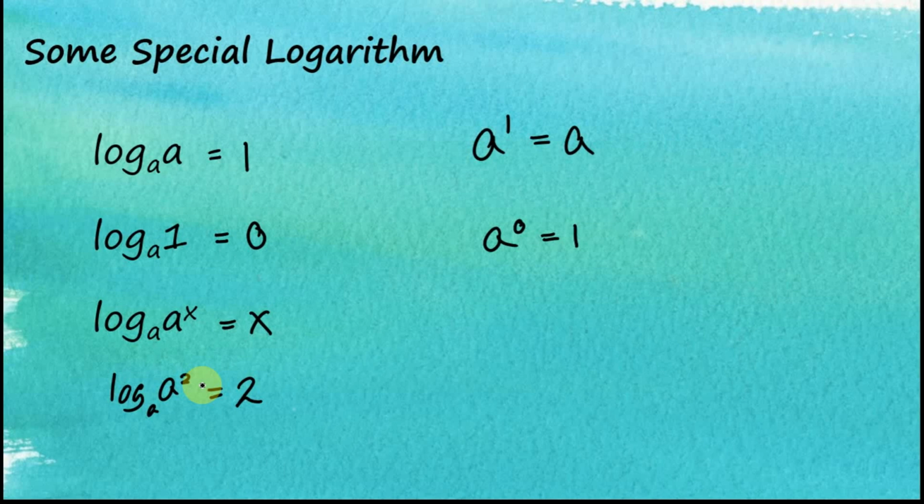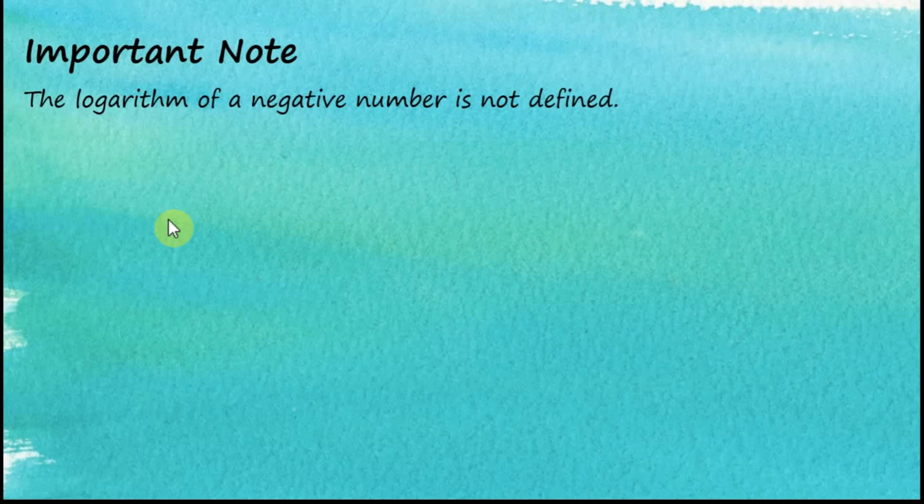Now there are a few important notes that we need to know about logarithms. The very first one is that the logarithm of a negative number is not defined. For example, if you encounter log with any base of negative 2, this is undefined. We can't get a to the power of anything to become negative 2, because an index number a to the power of anything is always equal to a positive number. You won't get a negative number for this, and therefore the logarithm of a negative number is undefined.